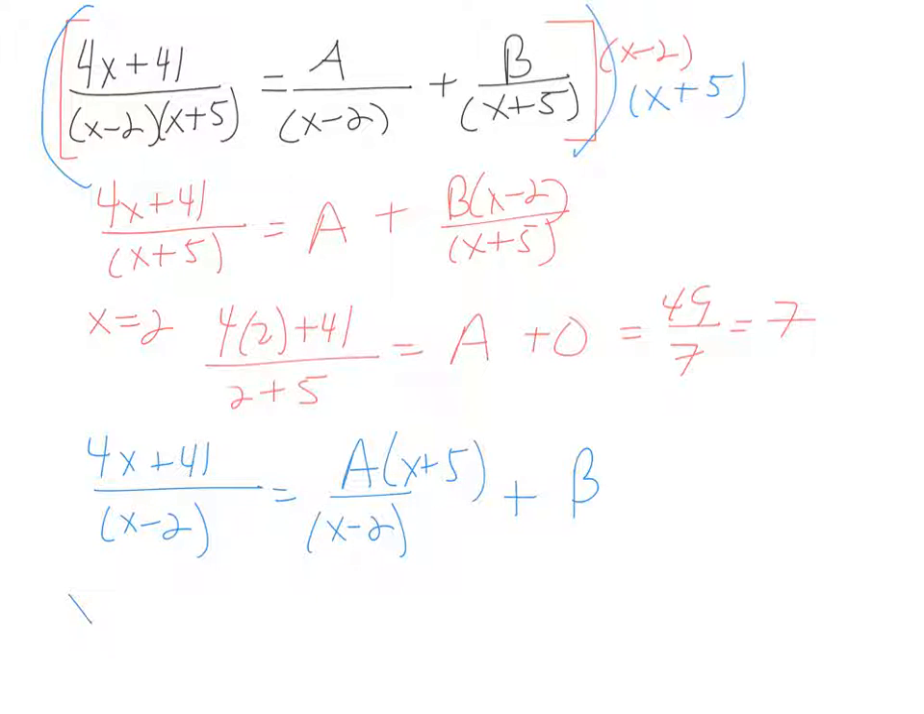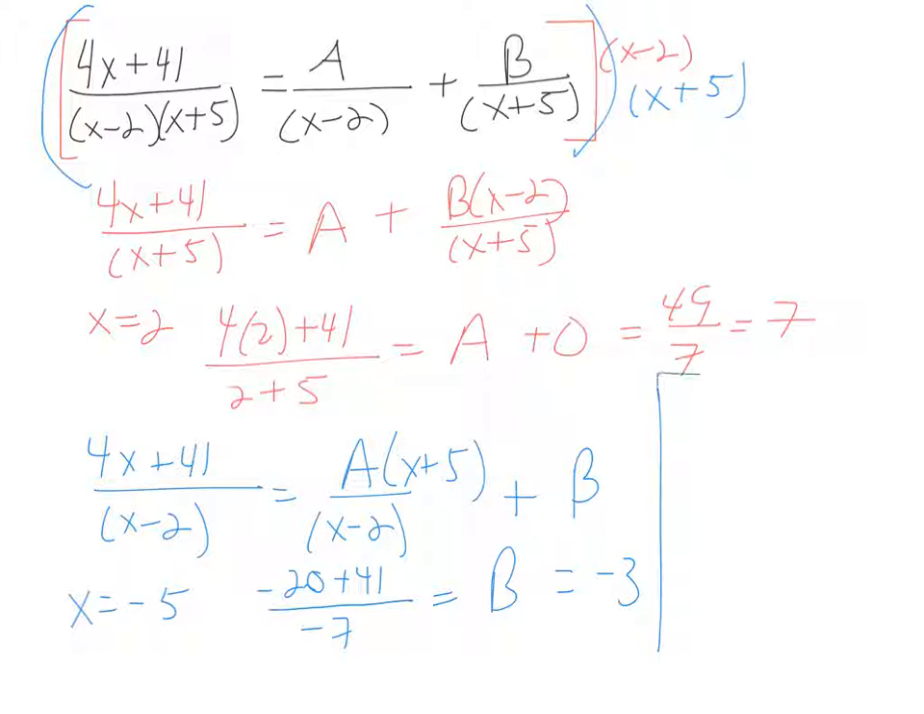Then I'm going to solve for this equation when x equals negative 5. So I get negative 20 plus 41, I'm running out of room, all over negative 7 equals 0, because this term right here goes away, equals 0 plus b. So b then must equal 21 divided by negative 7, which is just negative 3.